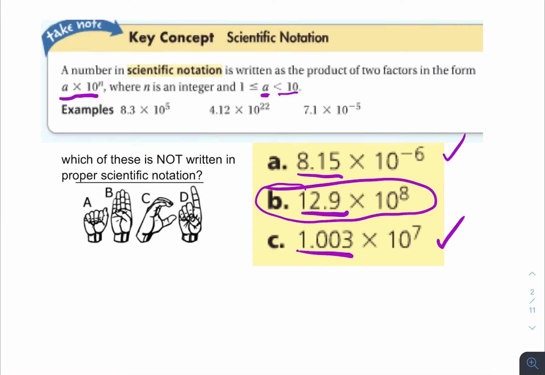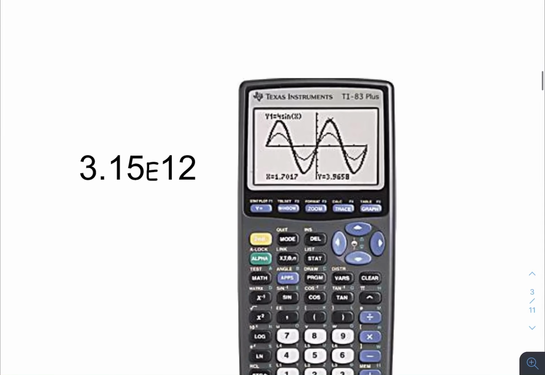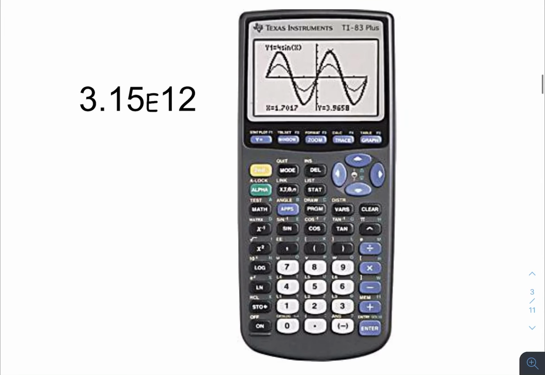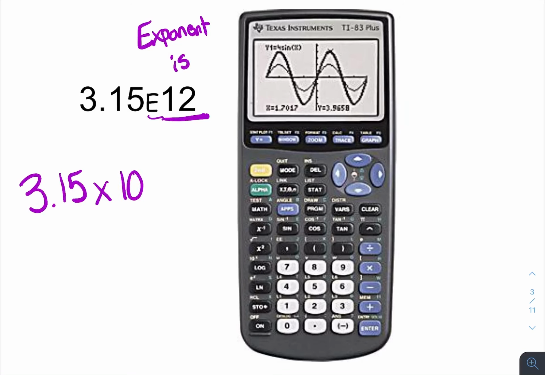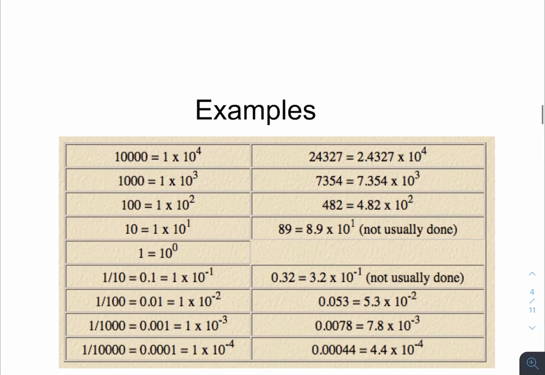So real quick, sometimes in our calculator we're going to get some funky looking symbol like this or an answer like this. And I want to make sure we understand what this means. If it says like 3.15 E12, that E is saying the exponent is whatever number is there. So what this is really telling us is we have 3.15 times 10 to the 12th power. So again, if you ever see that on your calculator, that's what it's saying: times 10 to the whatever power that value is.